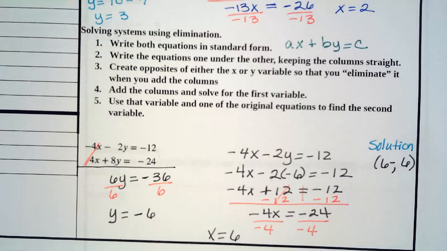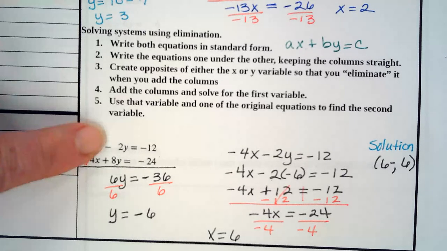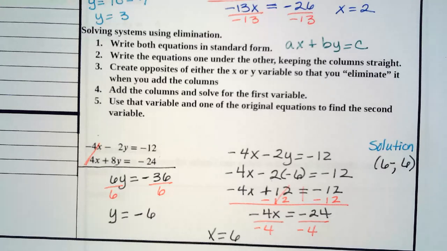So keep your columns straight and create those opposites for either your x variable or your y variable, unless they're already done for you. Add your column straight down. Solve for the first variable and then use that to solve for the second.